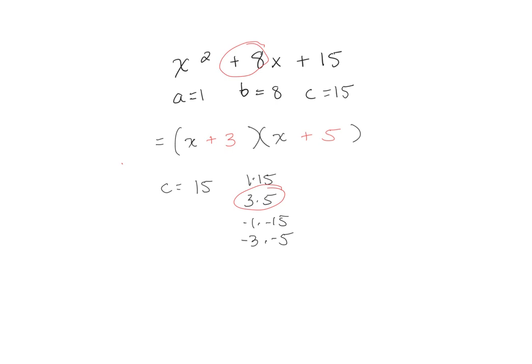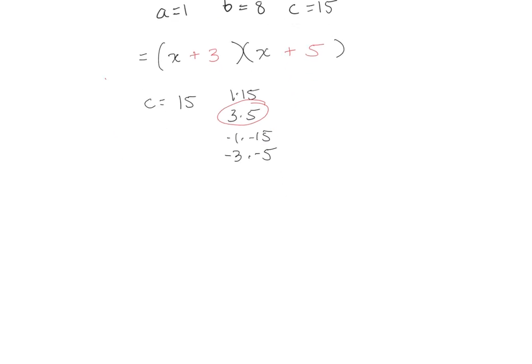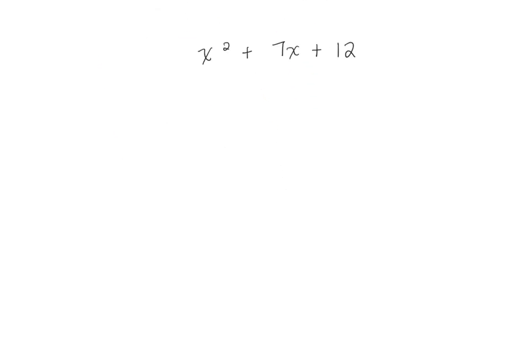Okay? All right. Well, let's take a look at another one. Okay, I have another one. Why don't you pause the video and try it? All right, so what's my first step? Well, my first step is always the same. A is equal to 1, b is equal to 7, c is equal to 12.